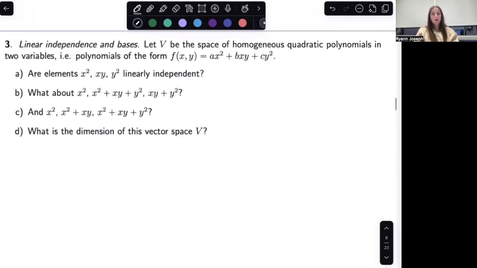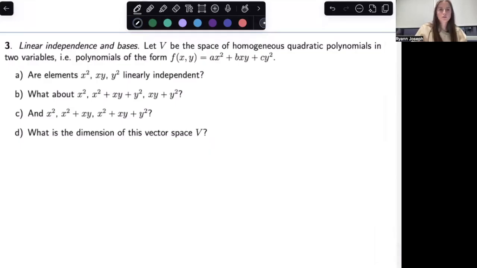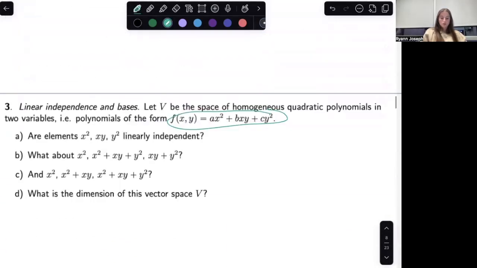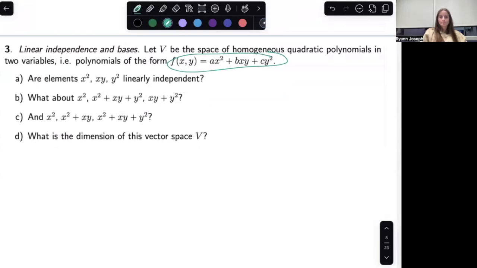Okay, now talking more about what 4.1 is about. Those were kind of reviewed for some reason. Linear independence and bases. Let V be the space of homogeneous quadratic polynomials in 2 variables. So any quadratic that looks like this, where we've got x and y, so we've got x squared, xy, y squared. First question: are the elements x squared, xy, and y squared linearly independent? Fine. You can just say yes. This one is just obviously yes.